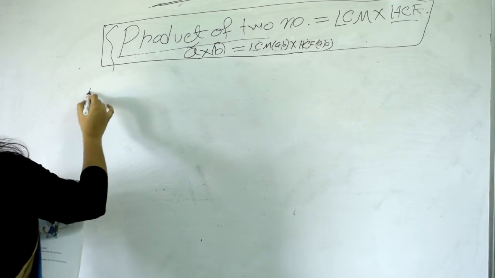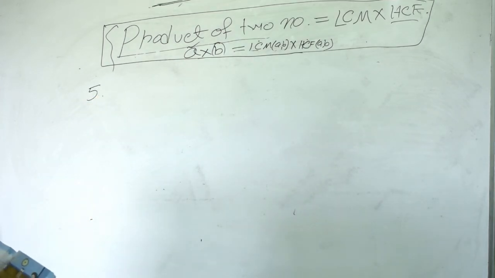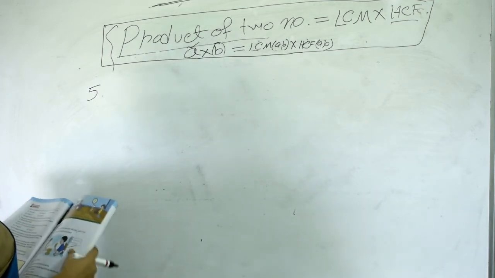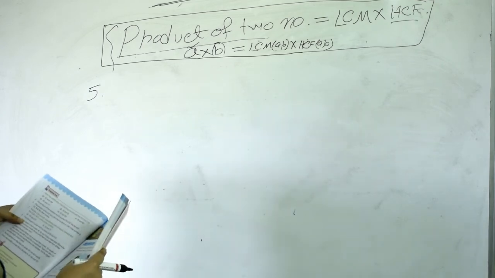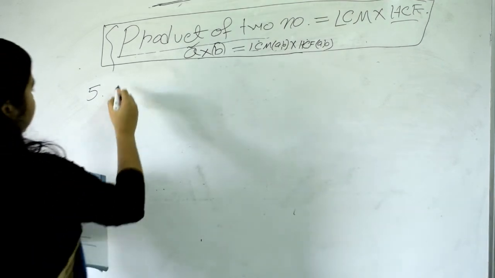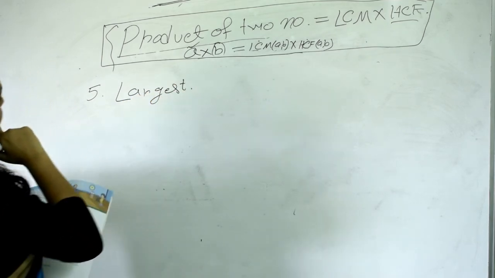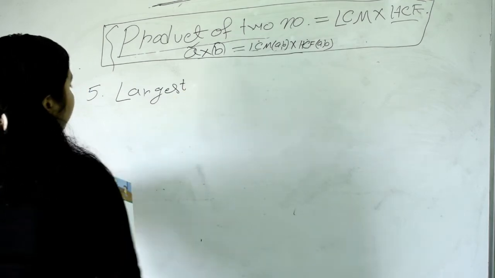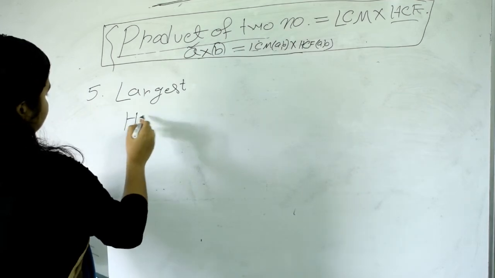Next, question number 5. Find the largest number which is a factor of 180 and 336. Now read the question carefully. Find the largest number. Largest. But LCM means lowest. So in this question we have to find the HCF.